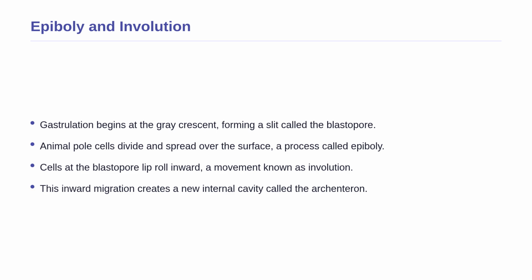First, cells on the top half, or animal pole, rapidly divide and spread out to cover the entire embryo. This is called epiboly. At the exact same time, cells at the edge of the blastopore roll over the lip and migrate inside. This inward rolling, called involution, hollows out a brand new internal cavity called the archenteron, which will eventually become the primitive gut of the frog.